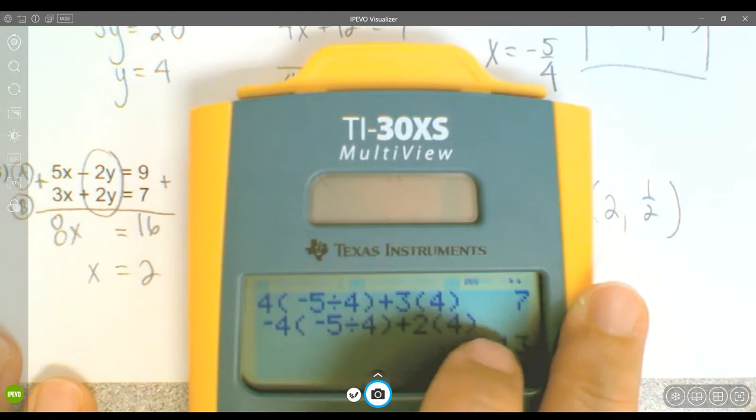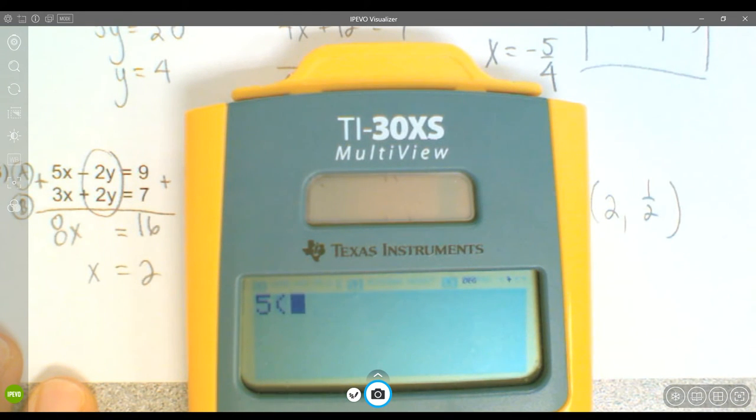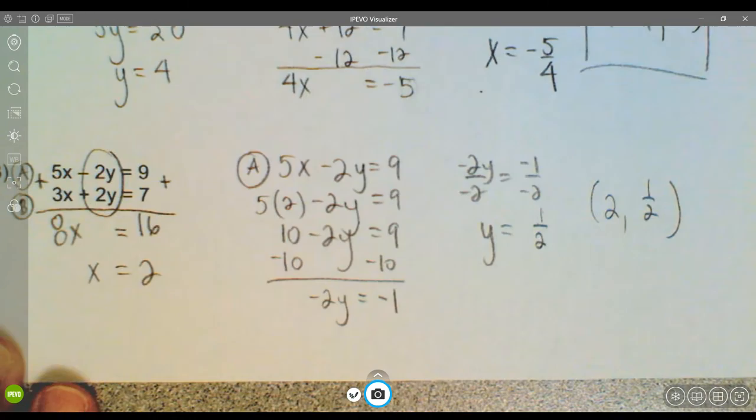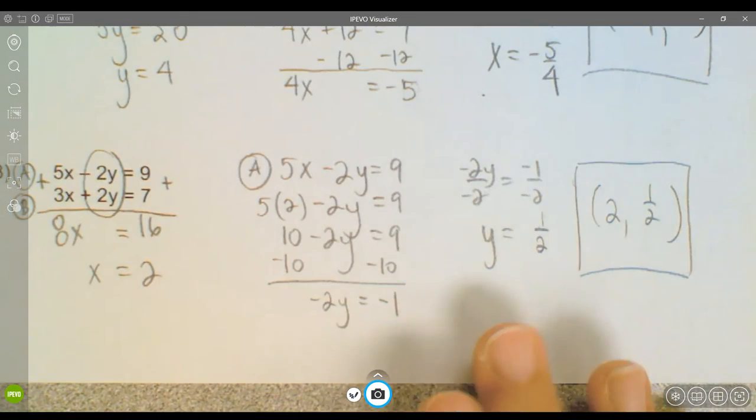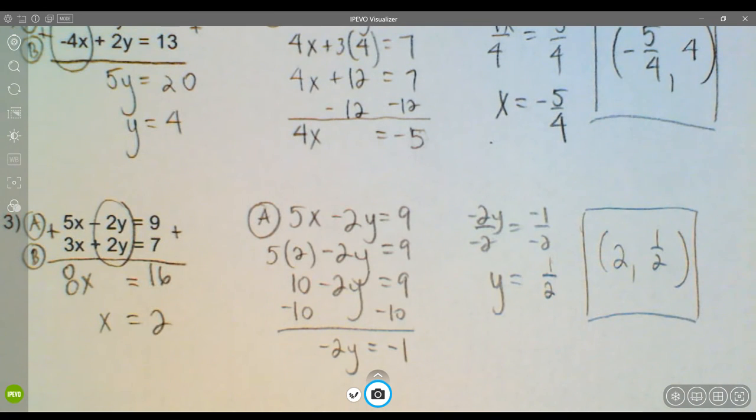So let's see if that works. I'm going to take 5 times 2 minus 2 times 1/2, and I should get 9. Yes. And I'm going to take 3 times 2 plus 2 times y, and I should get 7. And I do. So guess what? This is the correct answer. So these are really nice whenever you have opposite variables, because remember, once you add opposites, they're going to zero out.